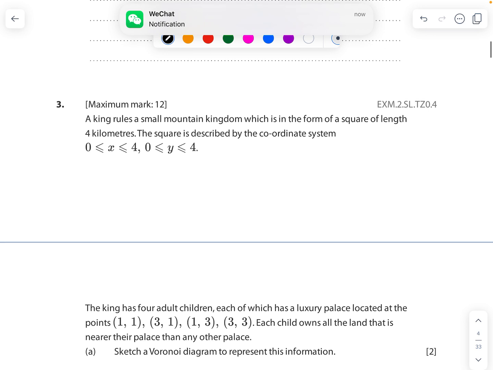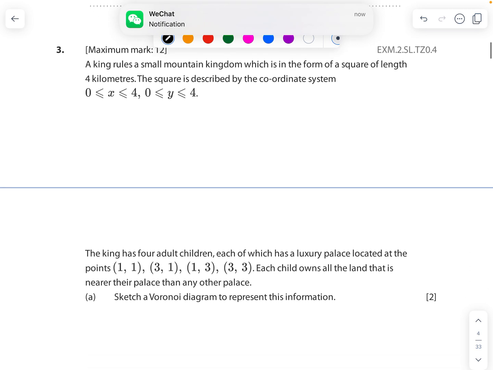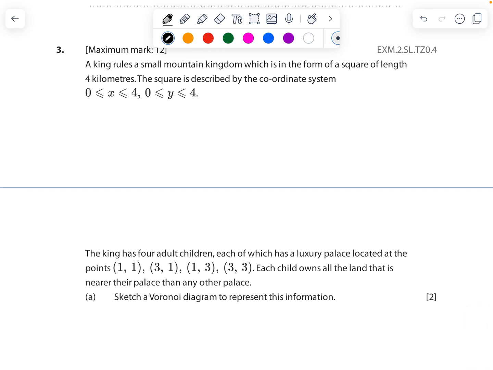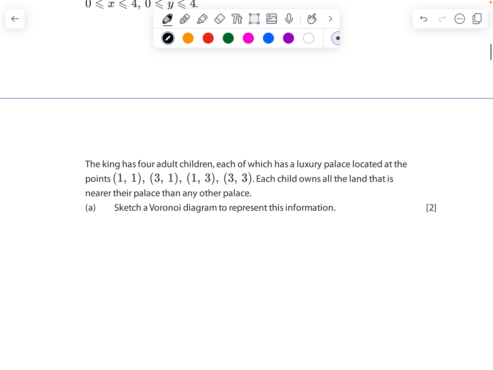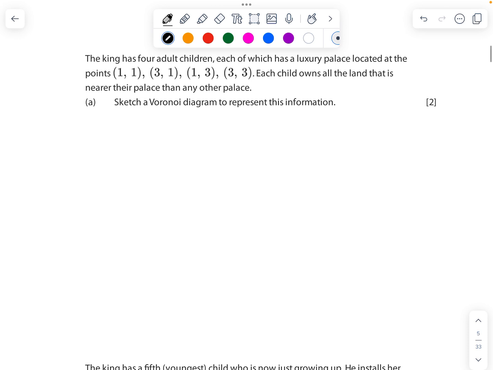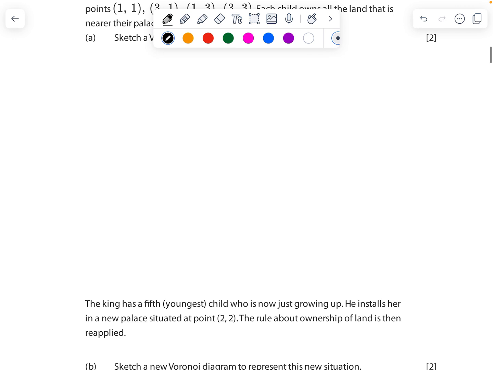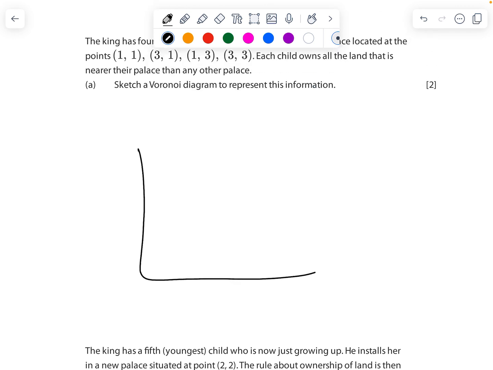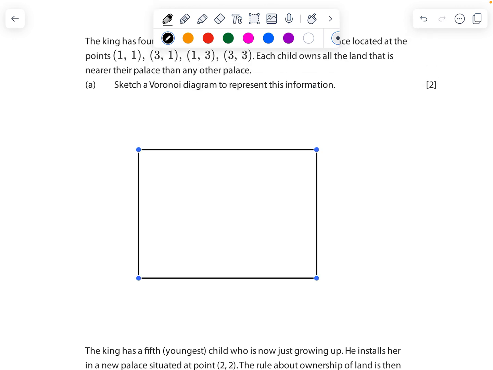Question number 3. A king rules a small mountain kingdom which is in the form of a square, and the king has 4 adult children, each of whom has a luxury palace located at these points. So draw the Voronoi diagram of this. So what am I going to draw? I am going to draw a square.